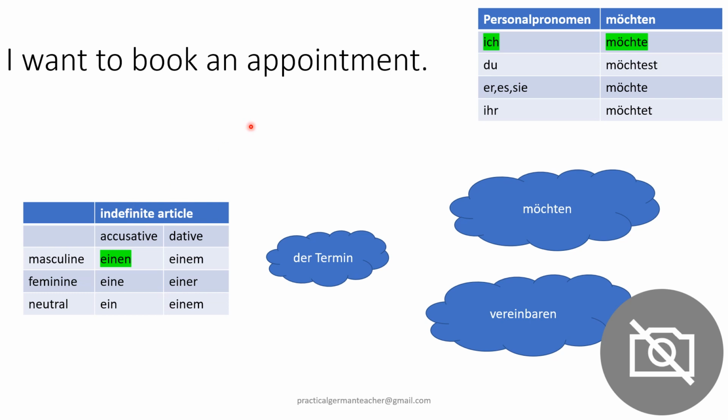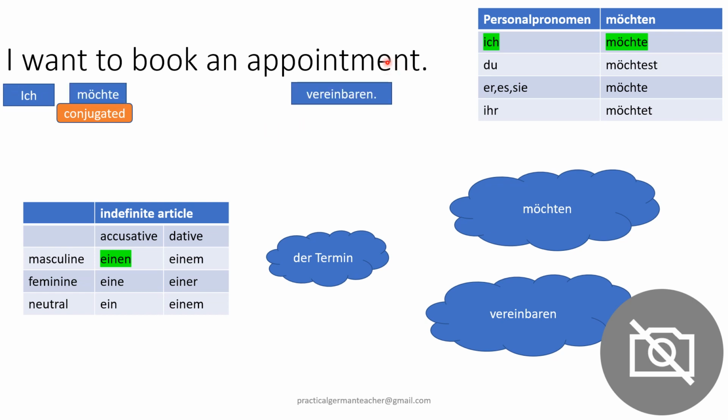Then here you are using the indefinite article, so you have this table over here. Let's try writing this sentence. The second position will be taken by the modal verb, which has to be conjugated with respect to the subject. So ich möchte, and the verb goes to the last position. It will be in its infinitive form, so you don't have to conjugate it. Then the object is Termin, and it will be in the accusative case. The article is indefinite and Termin is masculine and accusative, so einen. Ich möchte einen Termin vereinbaren.